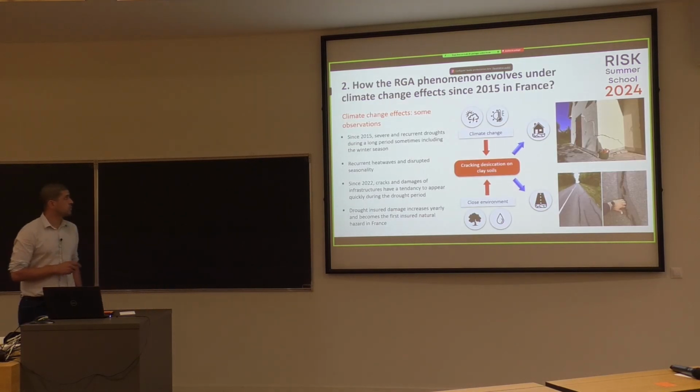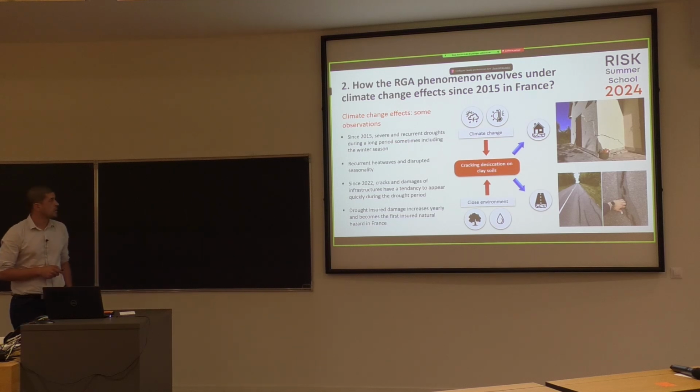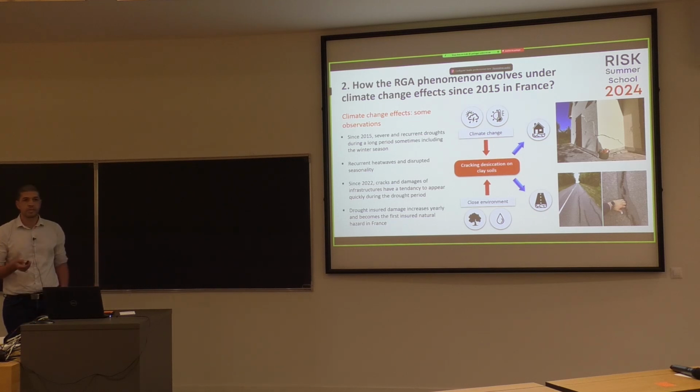Now I will go to the second point, which is how the RGA phenomenon evolves under climate change effects since 2015 in France. Here you have some observations. We have severe and recurrent drought during a long period, sometimes including the winter season. We have recurrent heat waves and disrupted seasonality. We can observe too that since 2022, cracks and damages of infrastructures have a tendency to appear quickly. And in terms of insurance damage compensation, drought insured damage compensation increases yearly and becomes the first insured natural hazard in France.